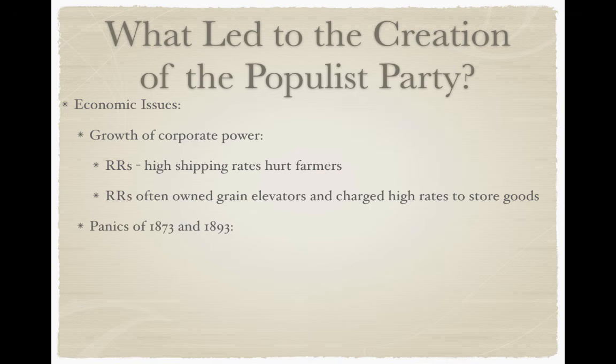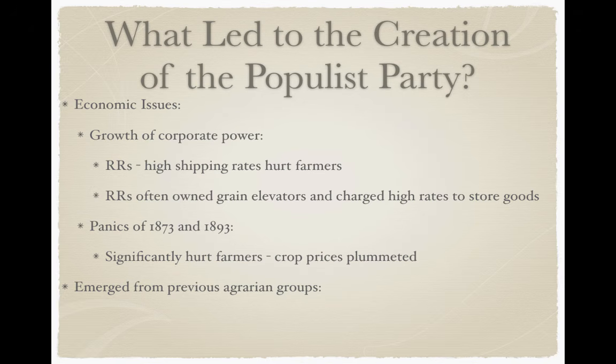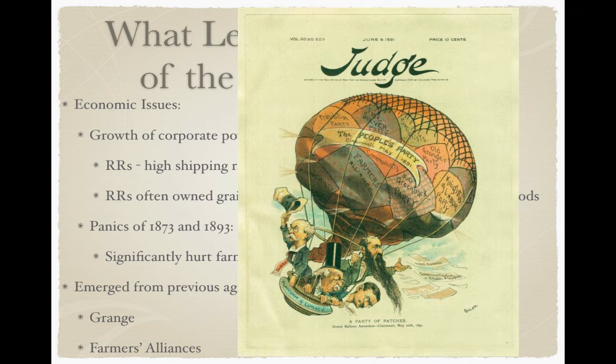We have two panics, the Panic of 1873 and the Panic of 1893. These significantly hurt farmers as crop prices plummeted. And the Populist Party also emerged from previous agrarian groups, as we talked about, the Grange and also the Farmers Alliances.